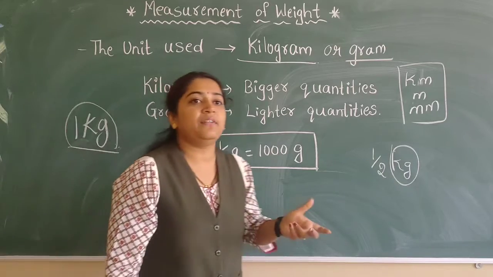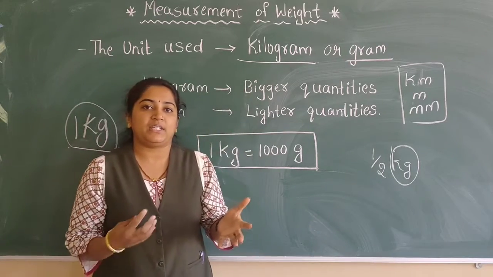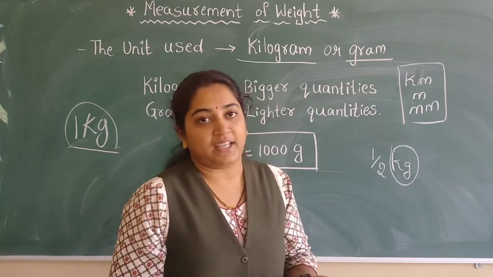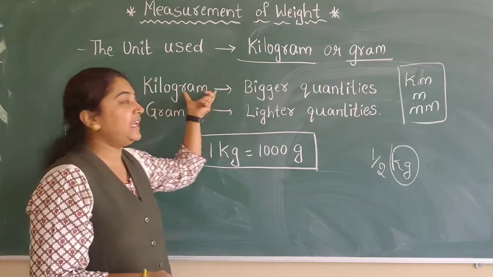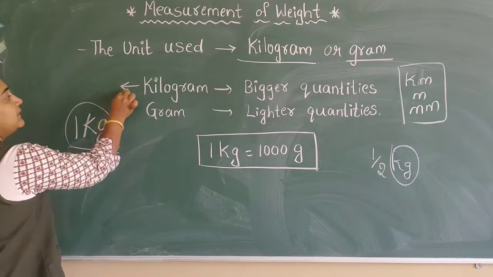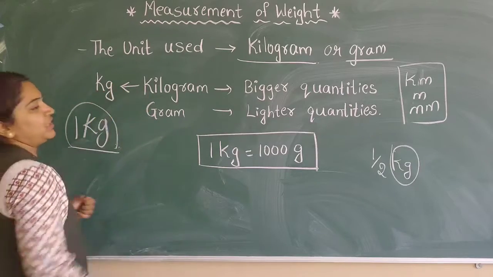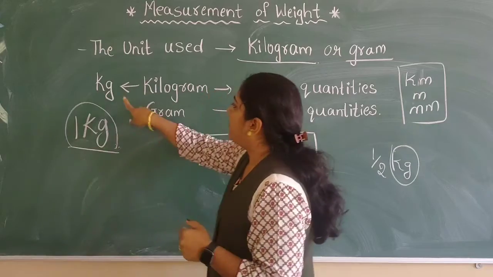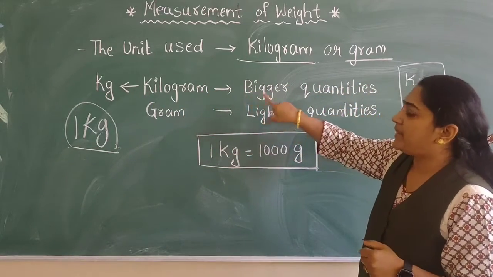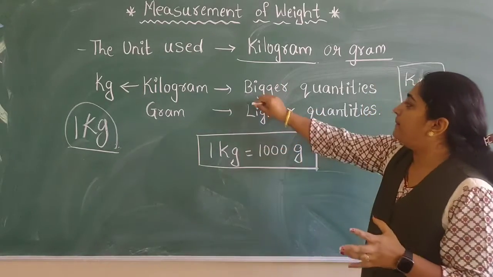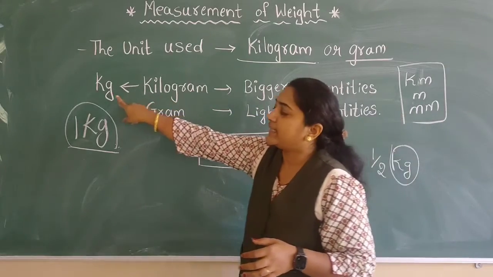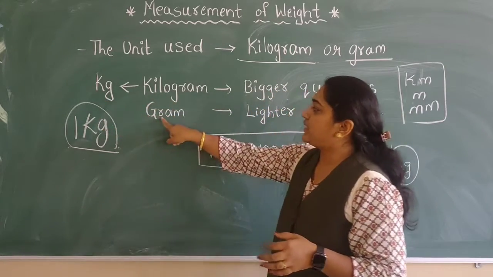See now, kilogram. Whenever we are measuring a bigger quantity, we will measure that quantity in kilogram. How will we write kilogram? The shortcut is capital K and small g. Capital K and small g is for kilogram. Whenever we are measuring bigger quantities, that time we will use kilogram, that is kg.